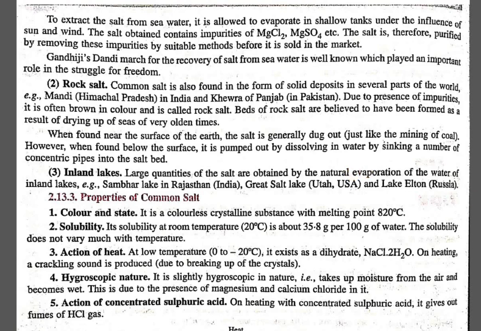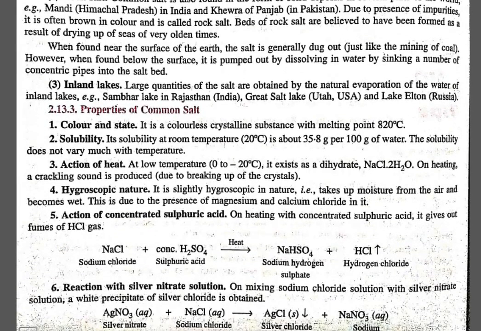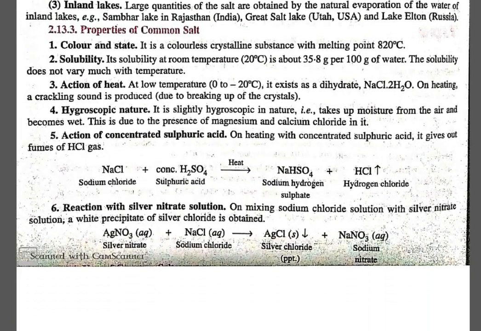Now, although I've discussed the properties previously, let's see this once again. When we talk about the properties, the color and state, it's a colorless crystalline substance with a melting point of approximately 820 degrees Celsius. Its solubility at room temperature is about 35.8 grams per 100 gram of water. So at room temperature, this much amount of sodium chloride is able to get dissolved in 100 gram of water. And also it does not vary much with the temperature. Solubility is almost similar with the temperature.